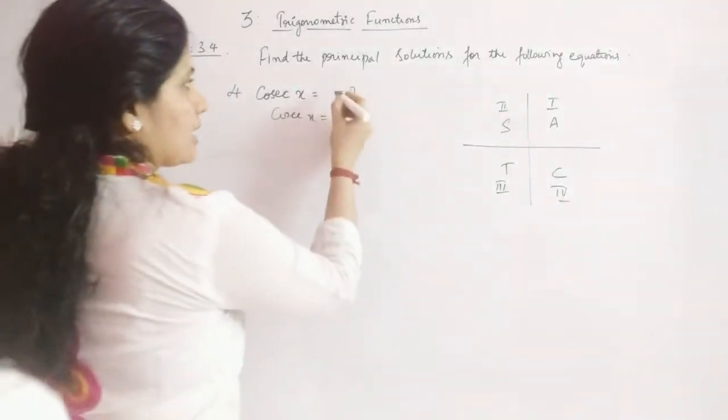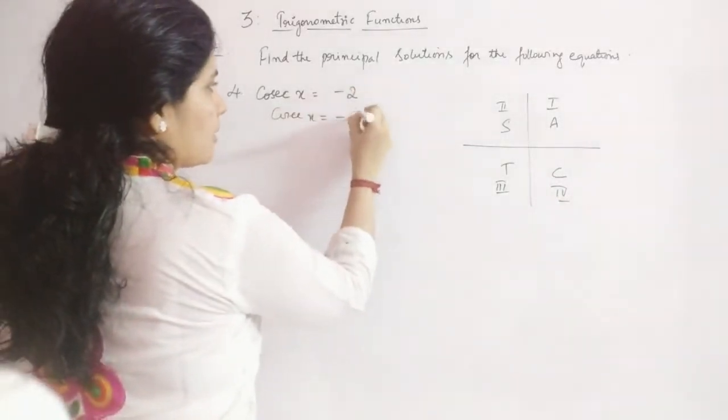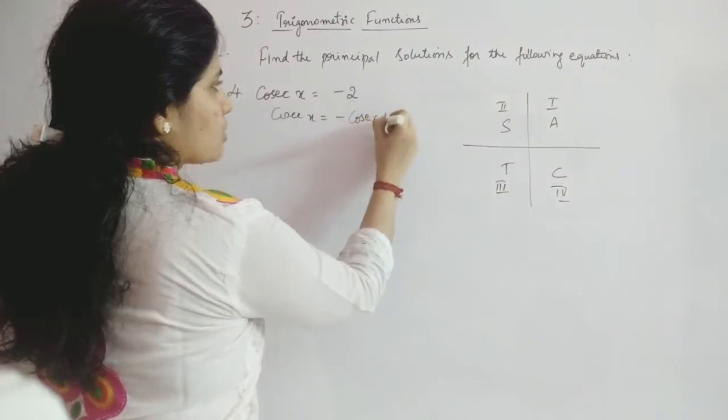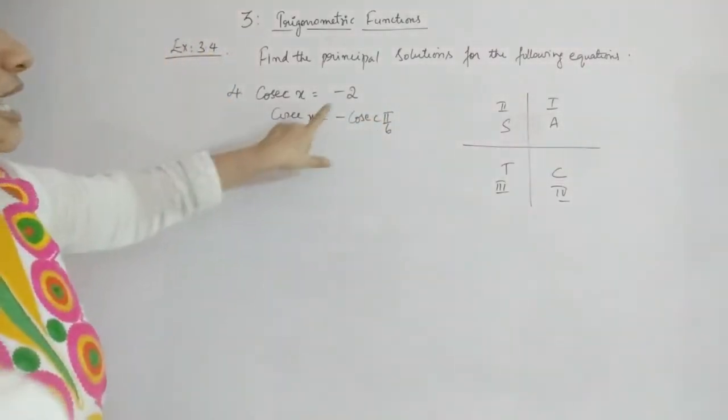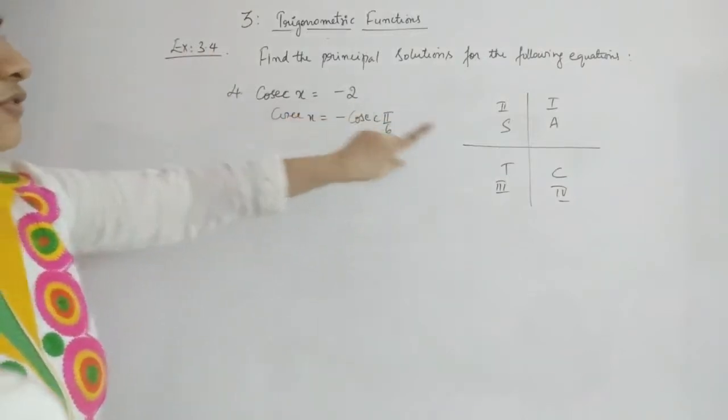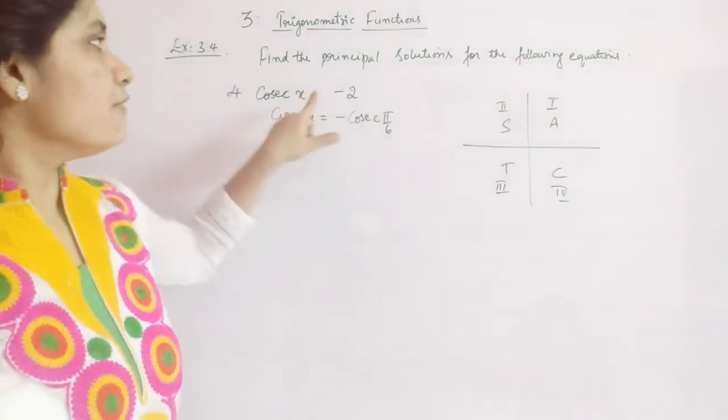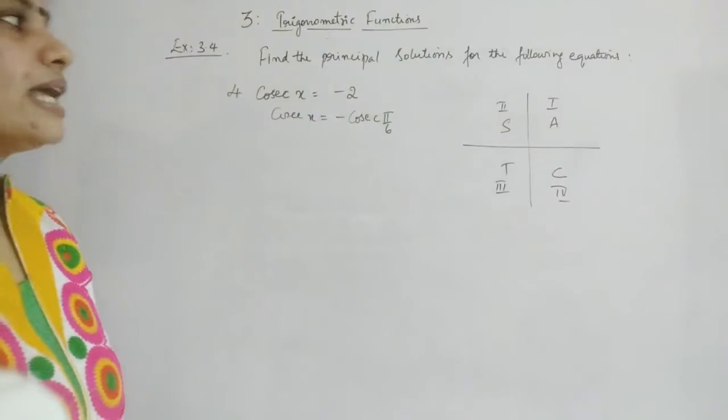That means I can write, this negative is taken here. Now for 2, instead of 2 I am writing cosec pi by 6. Okay, cosec pi by 6 is 2. Now we have to get minus 2. For that we have to go for again the quadrants where you have your cosec value to be negative.